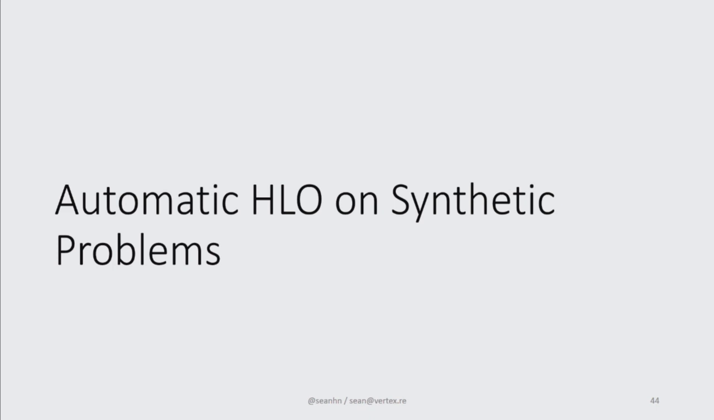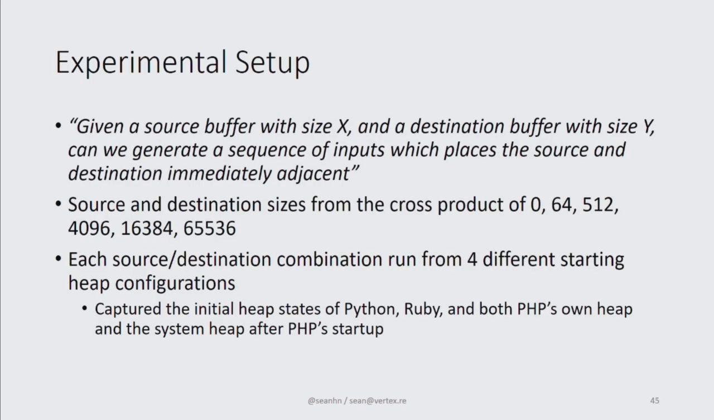Okay, so in order to evaluate this, we did two things. The first is we constructed a collection of synthetic benchmarks, and later we're going to talk about doing this on real programs. But just to see if the algorithm itself, random search applied to mainstream allocators, can actually solve this positioning problem, we generated a bunch of synthetic examples. The problem we're trying to solve here is, given a source buffer of size X and a destination buffer of size Y, can we randomly generate a sequence of inputs to the target program which place the source and destination immediately adjacent to each other?